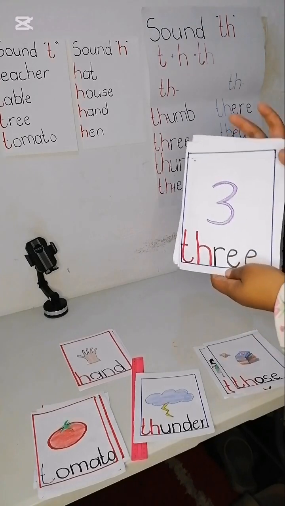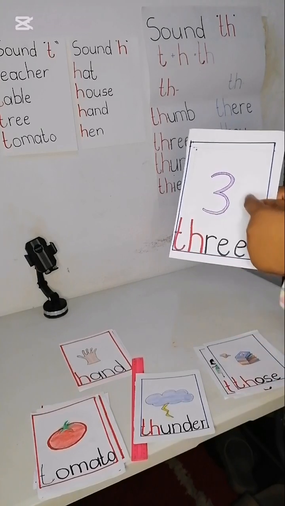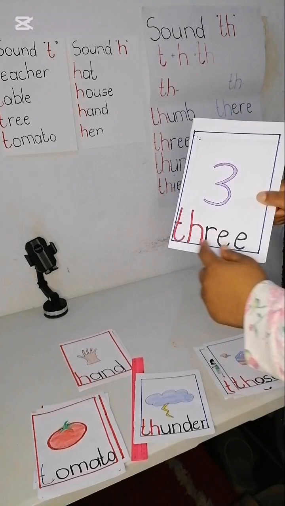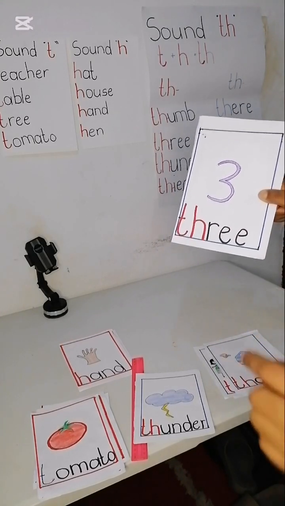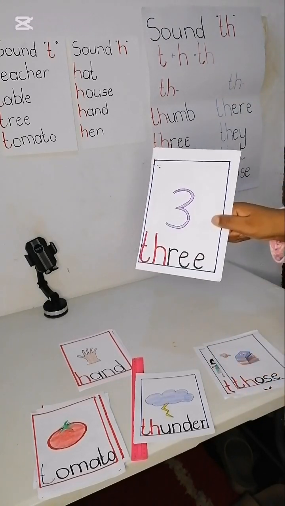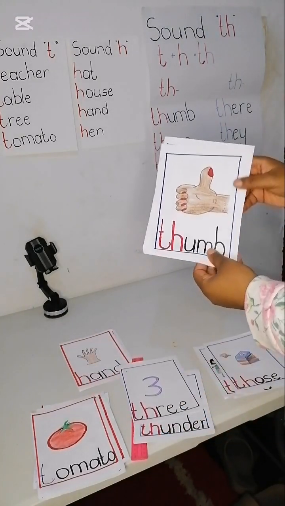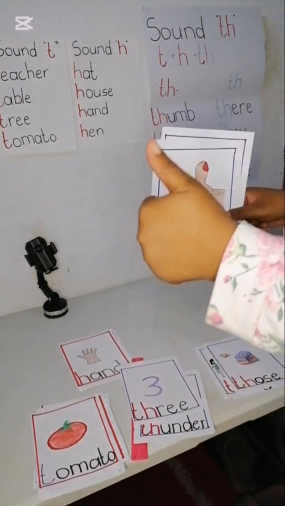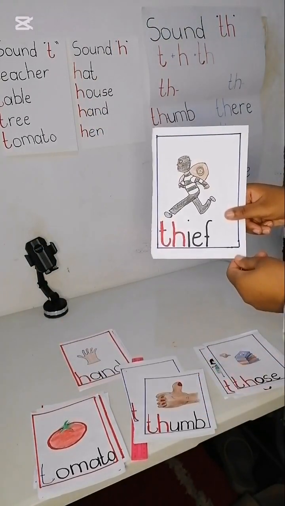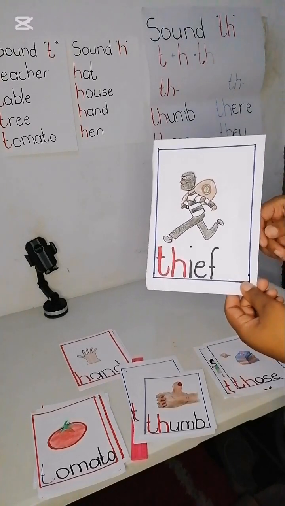And then we have three. So this one is interesting because most learners in foundation phase know that the number is 3. Yes, they know that the number is 3, but they are not aware that 3 can be written in letters. So here they become aware that 3, you can also write it in letters. And then we have thumb. We show them the thumb. And then we have thief. Thief is someone who steals. We elaborate further on that.